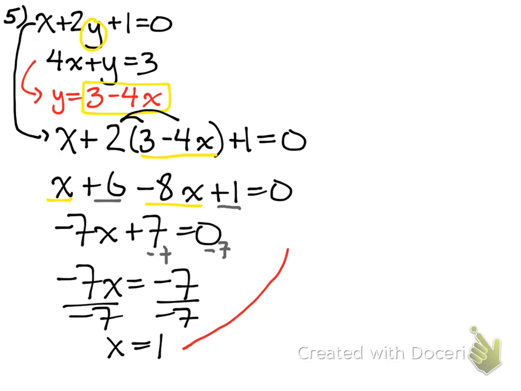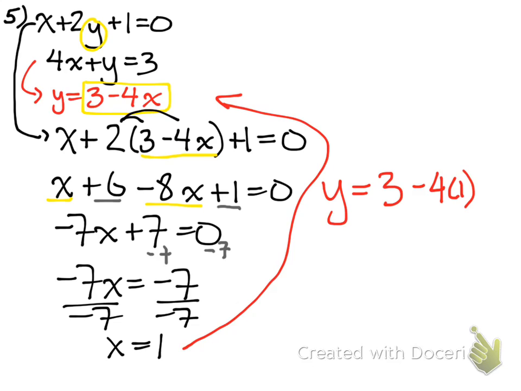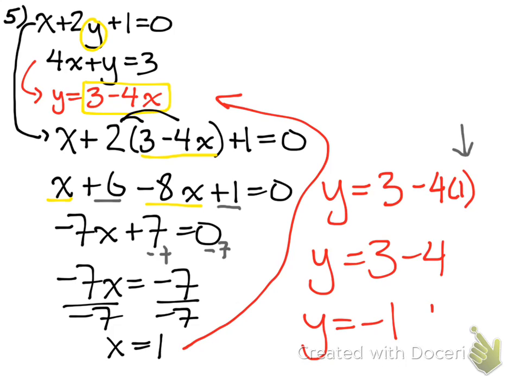Now we're not completely done, because we need to figure out what y is, and we can use that equation there and say that y is equal to 3 minus 4x, where x is 1. So 3 minus 4, which is negative 1. And we're pretty happy about that. Alright, so there's number 5.